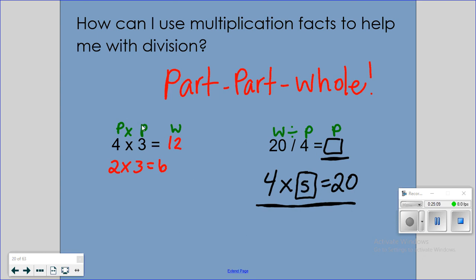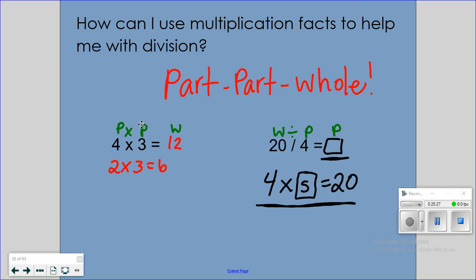So did we do any division? We just used some skip counting and some multiplication, even though we were solving a division problem. Isn't that crazy?